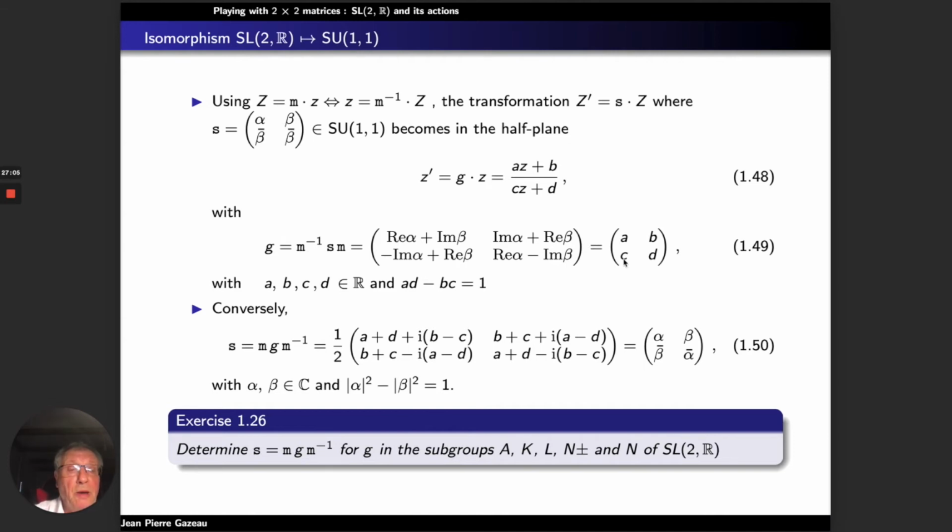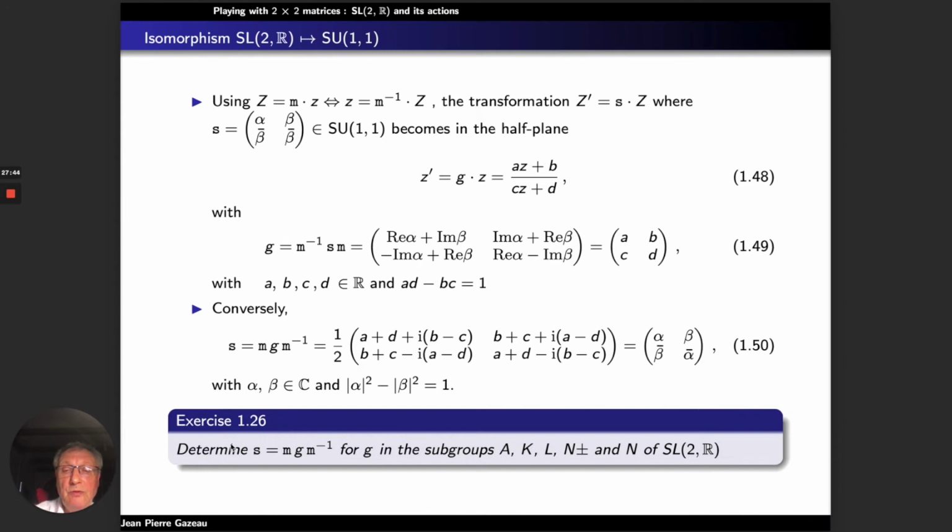So like this, you map SU(1,1) onto SL2R. And conversely, you map an element of SL2R into an element of SU(1,1) through the inverse transform. And you can see the relation between A, B, C, D and alpha, beta, beta bar, which is not so simple to establish.